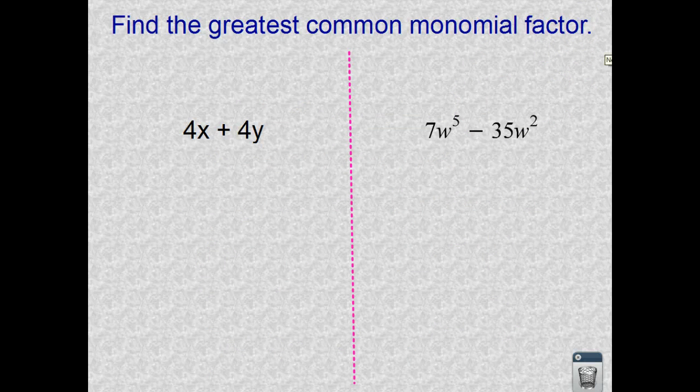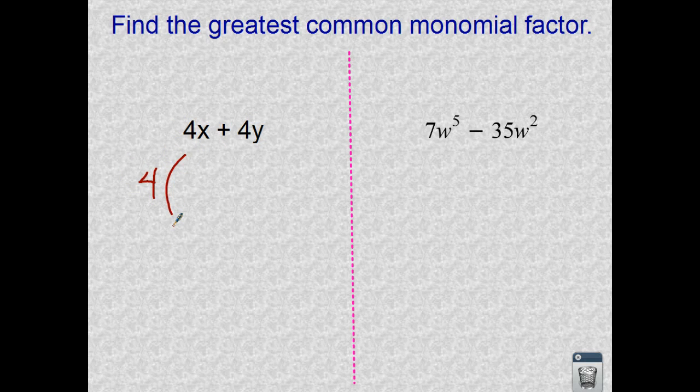All right, now it says find the greatest common monomial factor. So what we're going to be doing is factoring. We've worked a little bit with factoring, and it's basically the distributive property in reverse. If I'm looking at my first binomial here, and I'm looking to take out the largest monomial factor, let's look at the coefficients first. What coefficient number goes into both of them? What's the greatest common factor of 4 and 4? That would be 4.